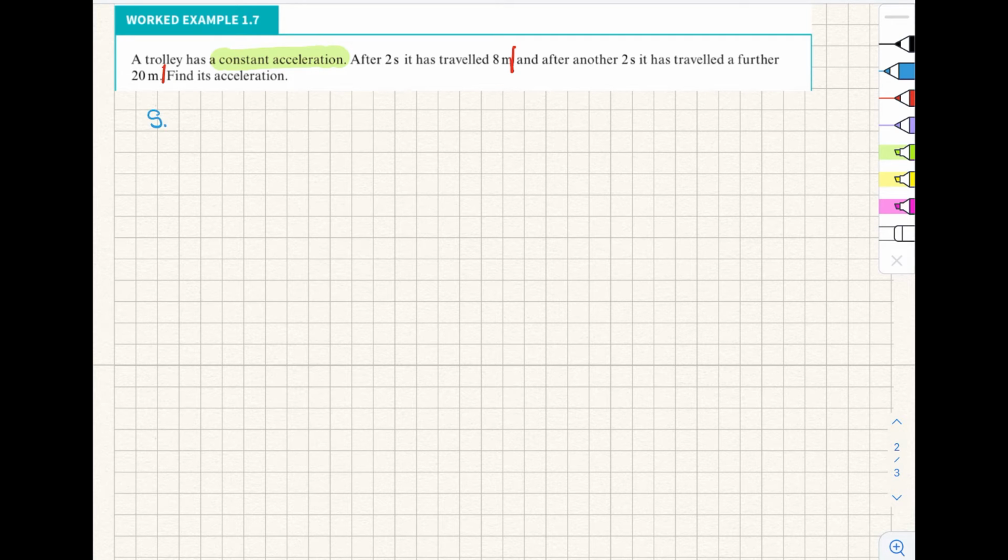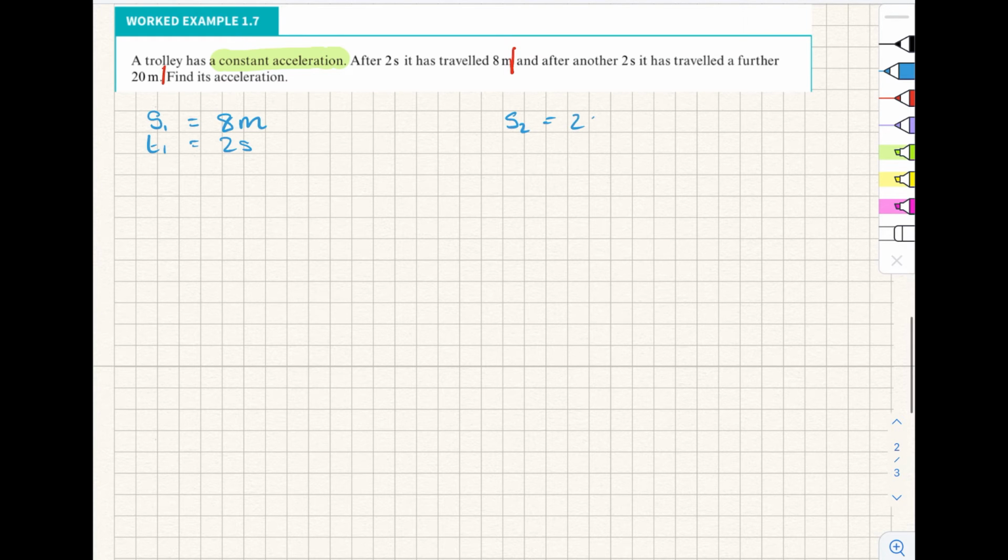I know the displacement, and I'm going to call this displacement 1, right, is equal to 8 meters. I also know the time is 2 seconds. And at this stage, that's all I know about the first half of the trolley's journey. The second half, which I'm going to appropriately call displacement number 2, this is equal to 20 meters. And my time 2 in this case just happens to be the same at 2 seconds. Right? That just happened in this scenario. It could be different in a different question.